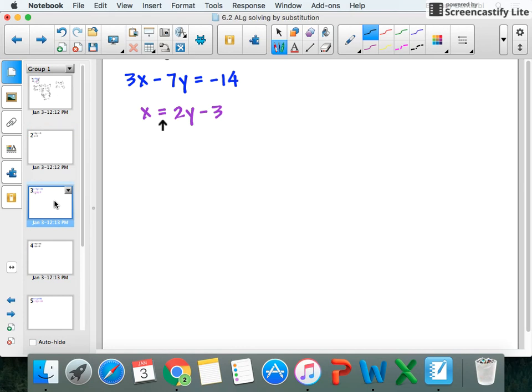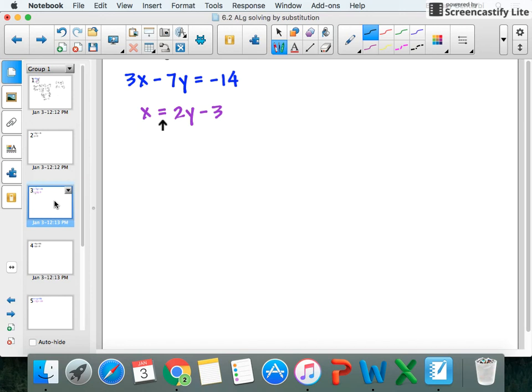Now this one here, same concept. We have x completely by itself. So we have x equals 2y minus 3 and 3x minus 7y equals negative 14. And again, these are both equations of lines. So we are looking for that point where they intersect.